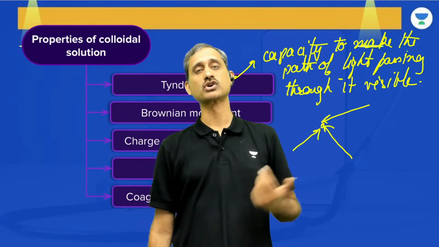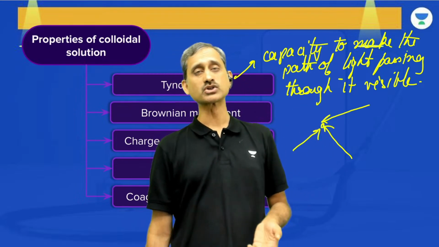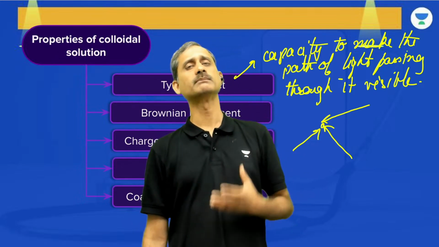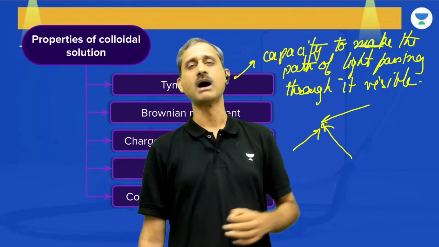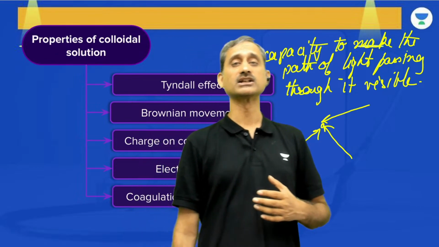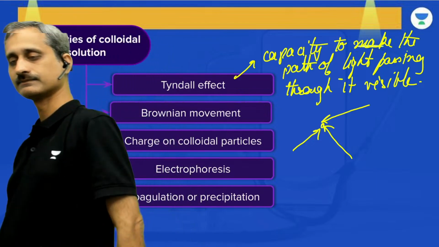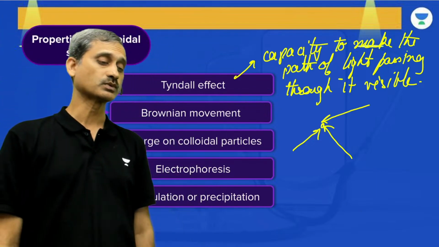Now, this motion was called the Brownian motion, but later on it was observed that you don't have to have a living particle to show the Brownian motion. You simply have to have a low mass particle. The mass of the particle should be similar to the mass of the dispersion medium particles. Is that clear? So that is what we call Brownian motion.